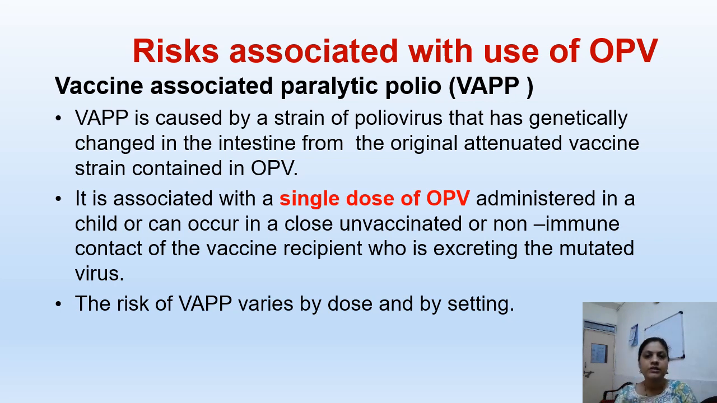What is the risk associated with the use of OPV? Vaccine-associated paralytic polio. VAPP is caused by a strain of poliovirus that has genetically changed in the intestine from the original attenuated vaccine strain contained in the OPV. It's associated with a single dose of OPV administered to a child, or can occur in the close, unvaccinated or non-immune contacts of the vaccine recipients who are excreting the mutated virus. The risk of vaccine-associated paralytic polio varies by the dose.